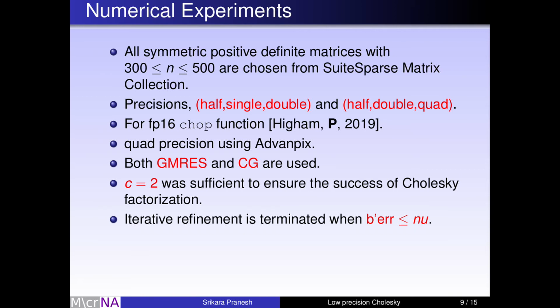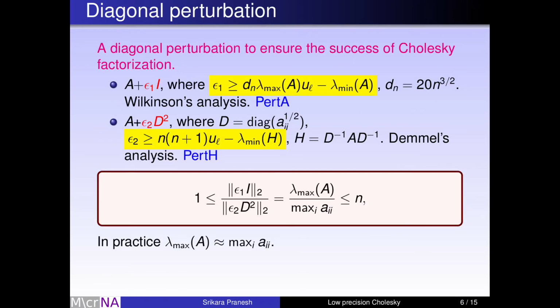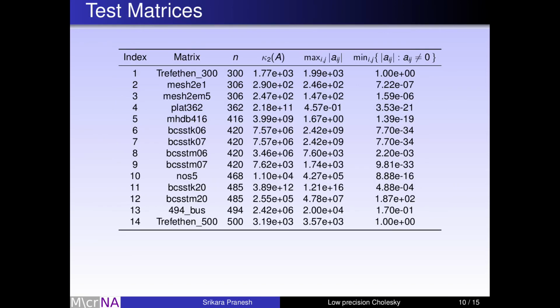And to ensure the success of Cholesky factorization, if you just see here, you need to perturb it by some particular constant, right? So this is n(n+1)u_L. If you have very large matrices, then that particular constant is prohibitively large. So we take the pragmatic view of just checking if it works. If it doesn't work, then redo the factorization. As it turns out, a constant equal to 2 is enough to ensure the success of Cholesky factorization. And we terminate the iterative refinement when the residual is less than nu.